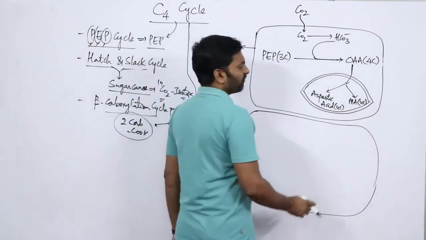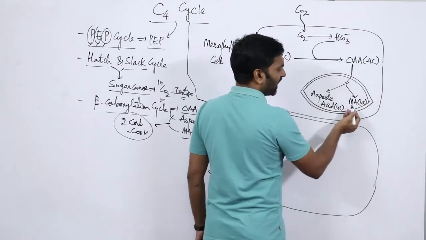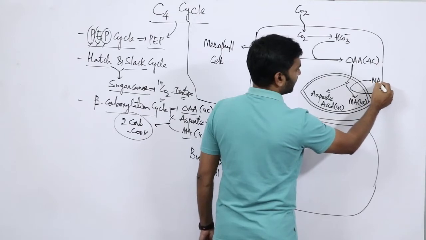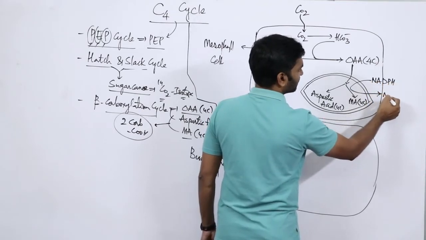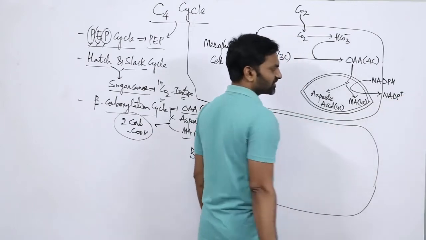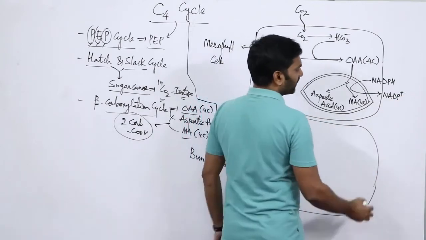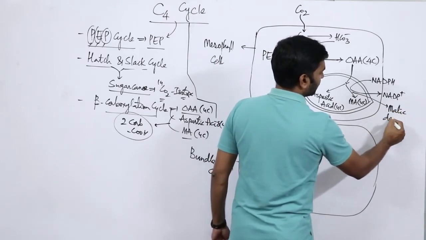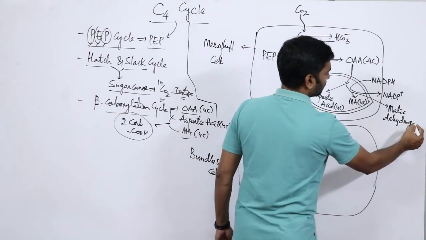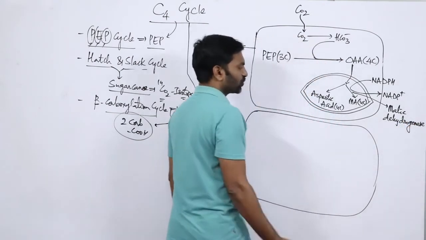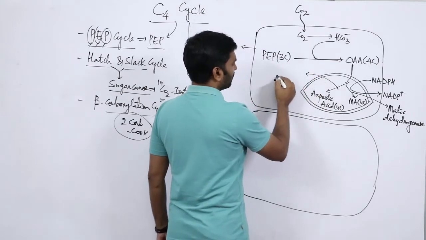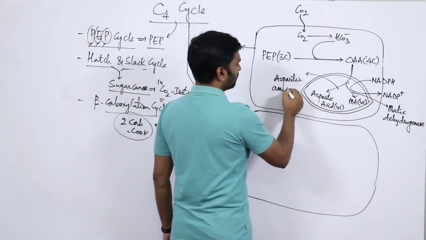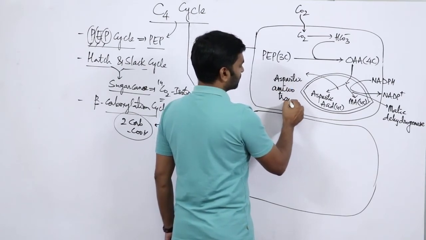If oxaloacetic acid is changed into malic acid, NADPH is converted into NADP plus. The enzyme here is malic dehydrogenase. For aspartic acid, the enzyme is aspartic amino transferase.